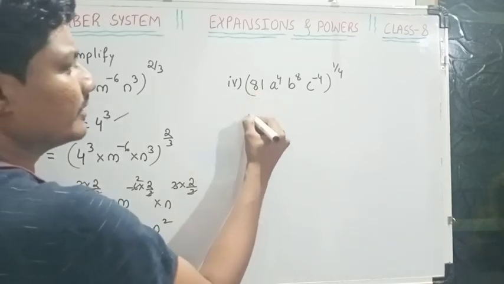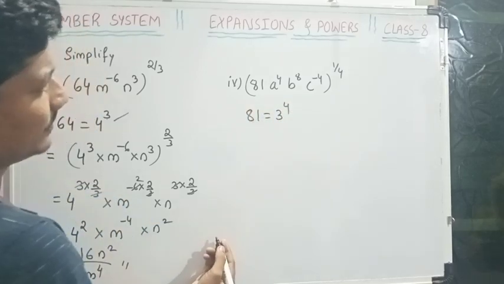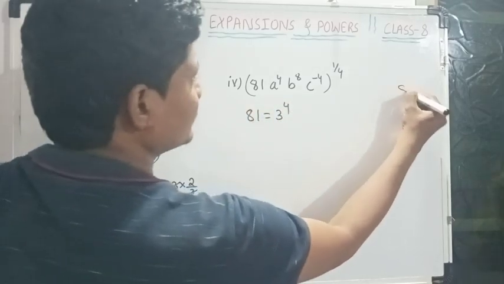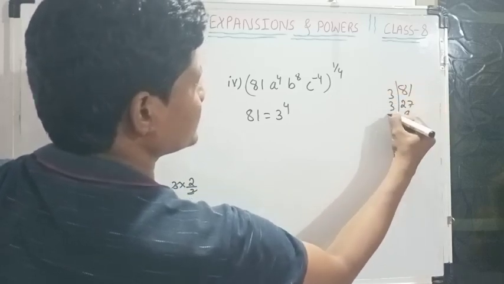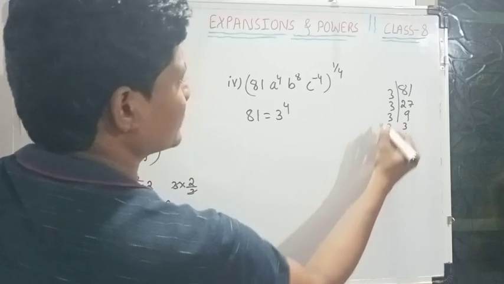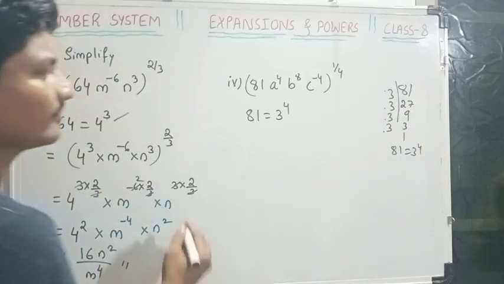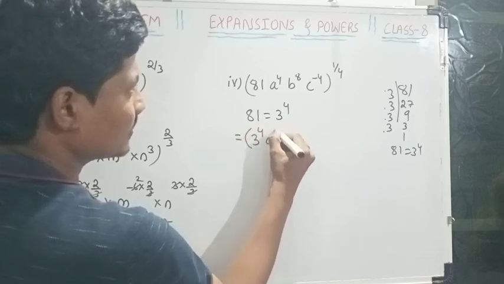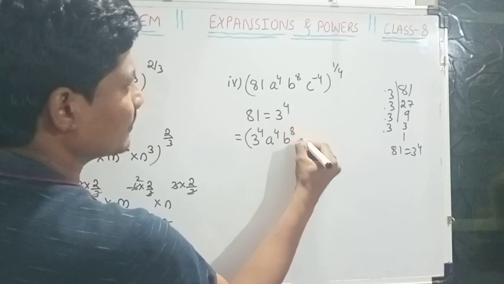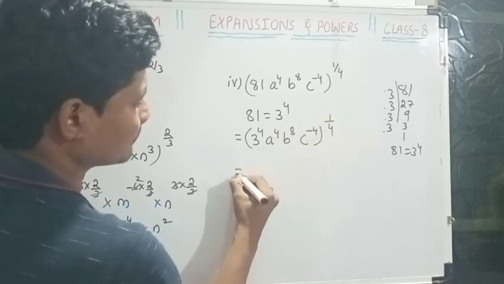Here we go with the next question. We know that 81 can also be written as 3 to the power 4. 3 to the power 4 means multiplying 3 four times, which gives 81. So this can be written as 3 to the power 4 into a to the power 4 into b to the power 8 into c to the power minus 4, raised to the power 1 by 4.